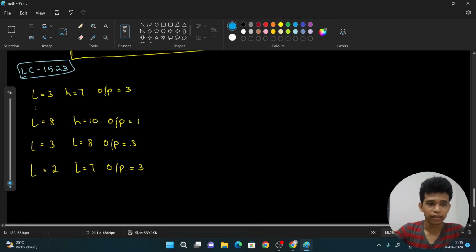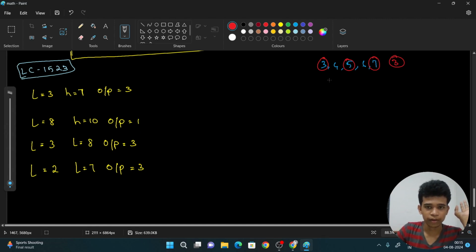Here, low is equal to 3 and high is equal to 7. So we have 3, 4, 5, 6, 7 as our range. Now from this I can say 3 is odd, 5 is odd and 7 is odd. So we will return 3. Now see the second example. It is 8, 9 and 10. So I can say only 9 is odd. So I will return 1.